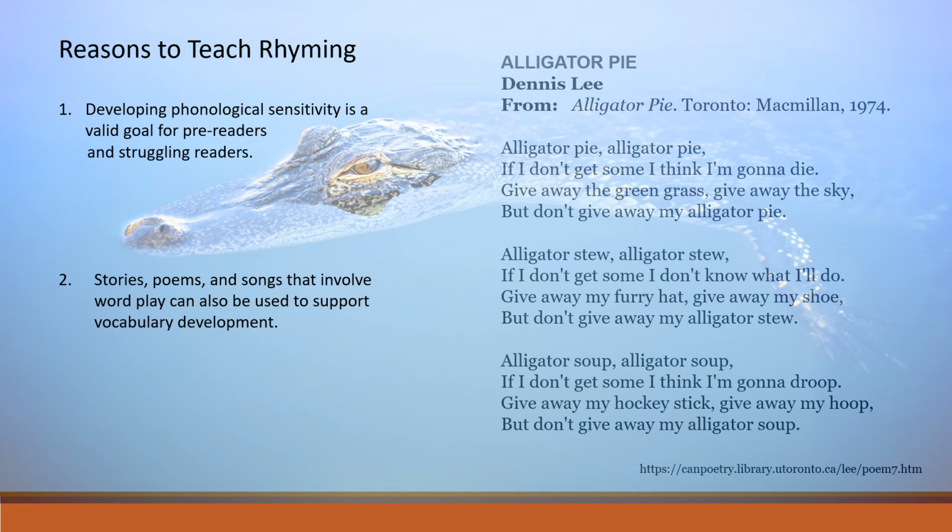In his classic poem, Alligator Pie, Canadian author Dennis Lee opens the door to comparing stew and pie, demonstrating what it means to droop, and inferring the type of hoop that is described. And of course, we can't overlook the fun factor that rhyme brings to all tiers of teaching.